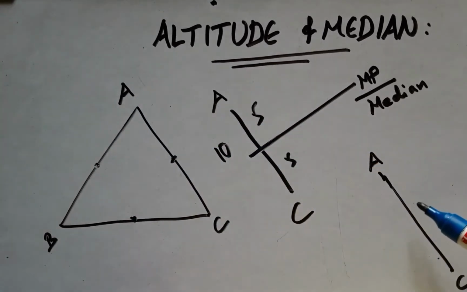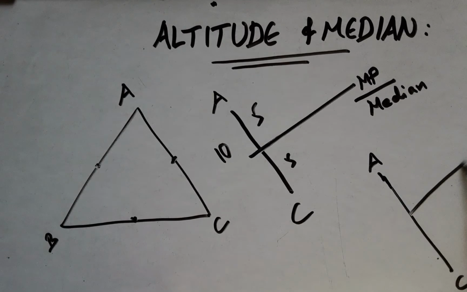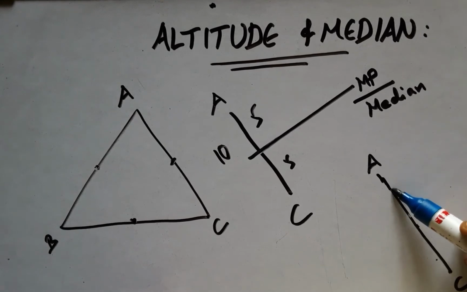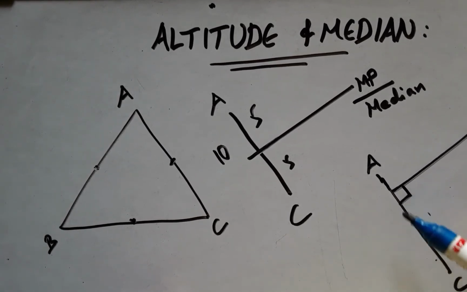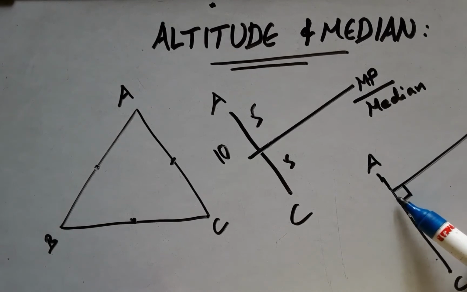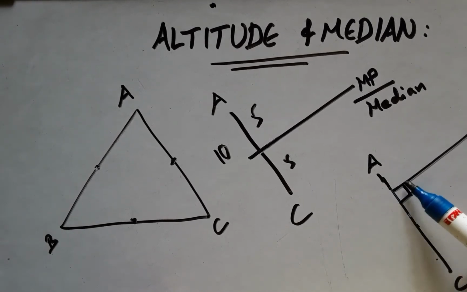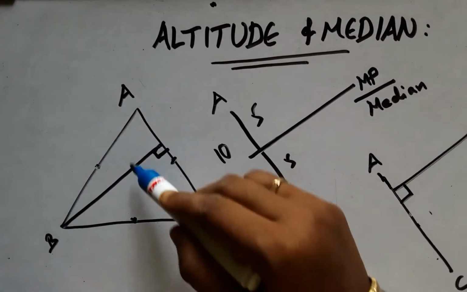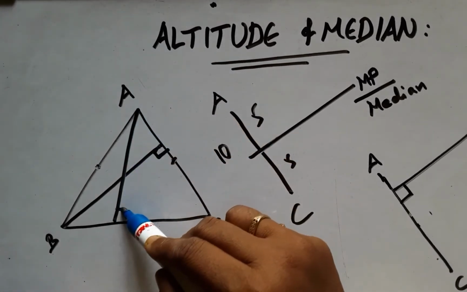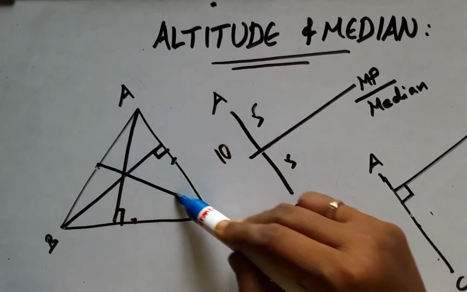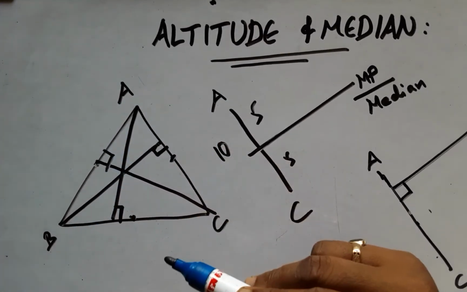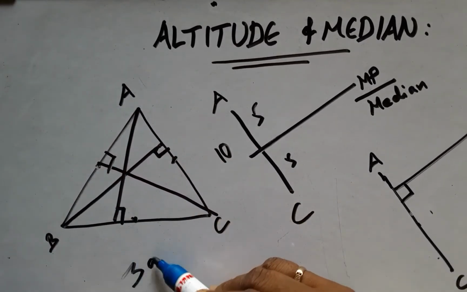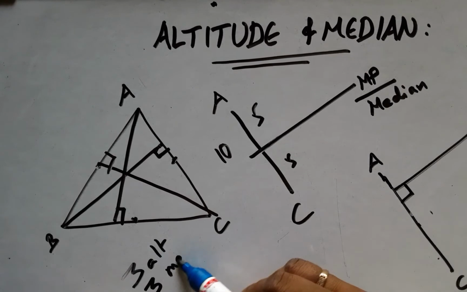Now coming to the altitude, altitude is the perpendicular. It can be anywhere on the side, not necessarily the midpoint, anywhere. The altitude can be anywhere, but it cuts a 90 degree angle at the base. So I can draw an altitude, it would be 90 here. I can draw another altitude here, and this will be 90. So basically every triangle has 3 altitudes and 3 medians.